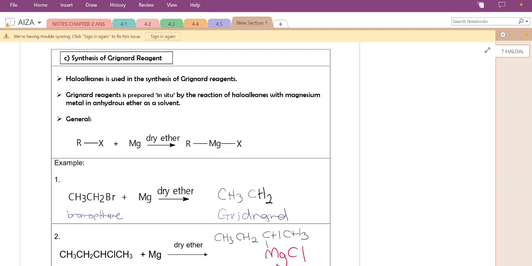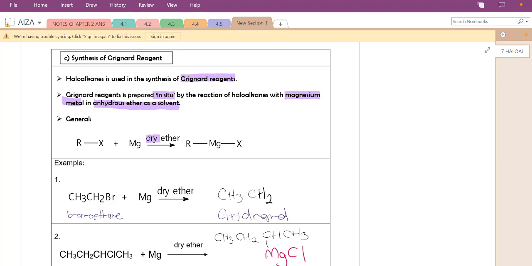In this video, Madam will explain how to produce Grignard reagent and a reaction involving Grignard reagent. Haloalkane is used for the synthesis of Grignard reagent. Grignard reagent is prepared in situ, which Madam will explain later, by the reaction of haloalkane with magnesium metal in anhydrous ether as a solvent.